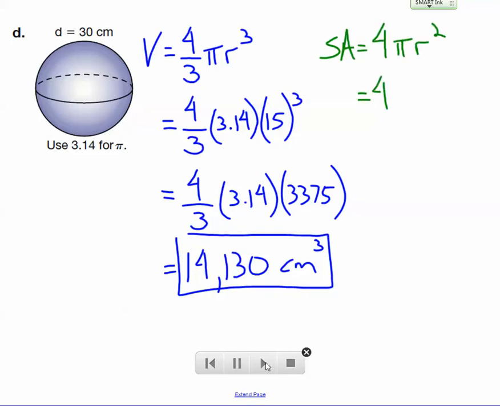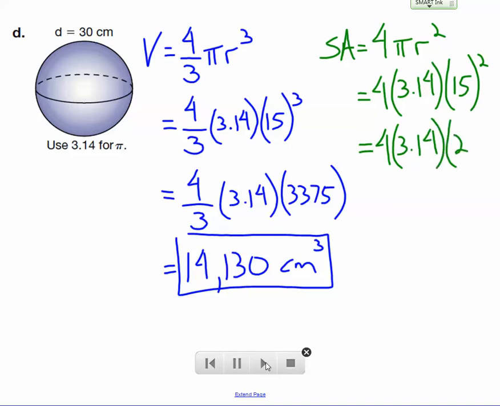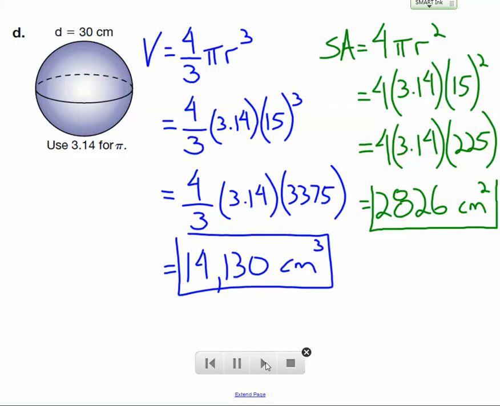Okay, surface area, very simple formula here, 4 pi r squared. We already know the radius is 15, so we're going to do 15 squared. And as I said previously, 15 squared is 225. So all we got to do is 4 times 3.14 times 225, and we get 2,826 centimeters squared. That's the surface area.